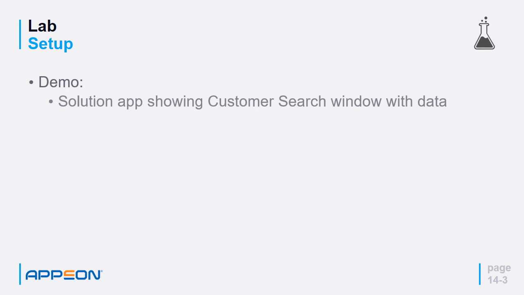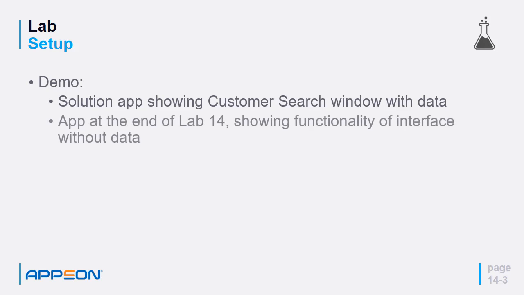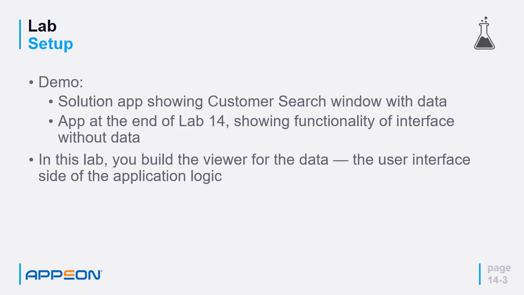We're going to run the demo application, the solution showing the customer search window, to show you exactly what you're going to build in this lab. At the end of Lab 14, you'll be able to actually see the data interface, but no data yet coming from the database because we haven't finished that part of the puzzle. In this lab, however, you're going to build the viewing area for the data. That is the user interface for the application side of the logic.